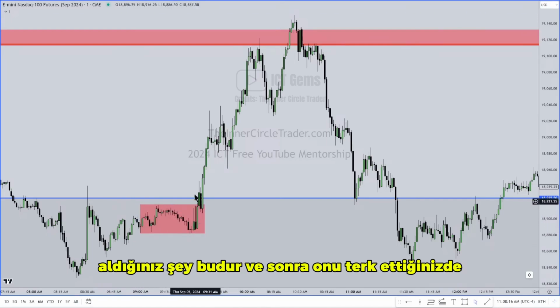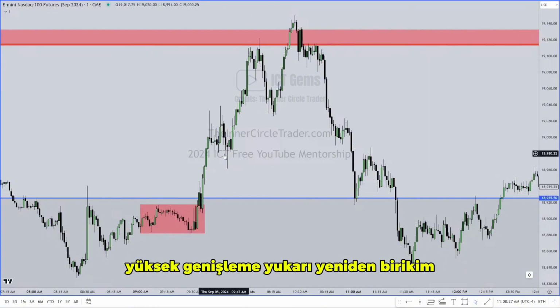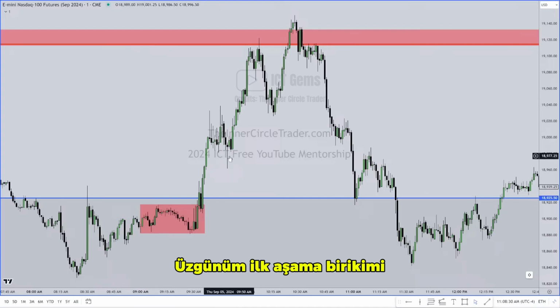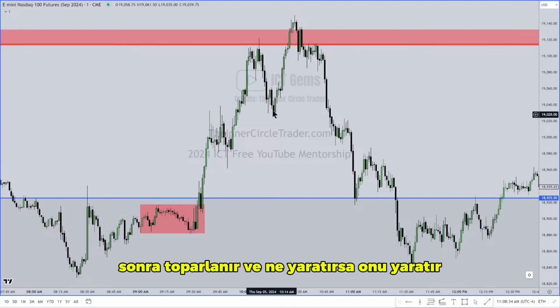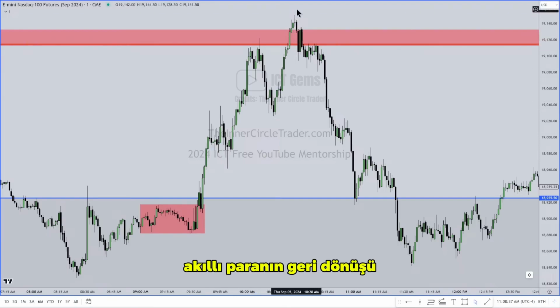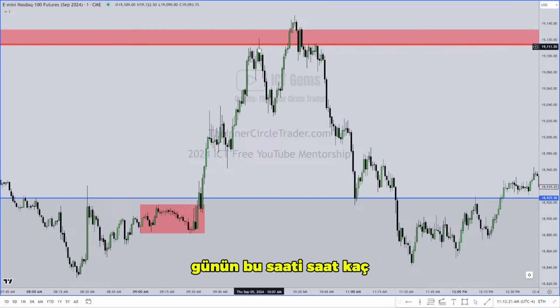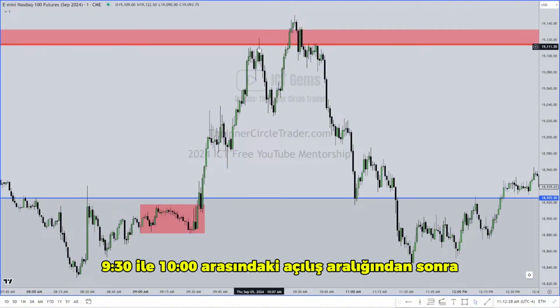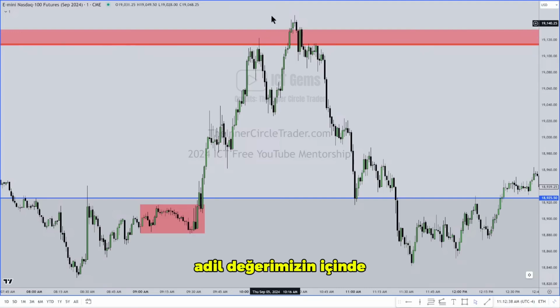And then once it leaves it, it can touch what? The original consolidation high. Expansion up, reaccumulation. I'm sorry, first stage accumulation, reaccumulation, or second stage reaccumulation. Then it rallies up and creates what? Smart money reversal. So when price is trading up into this area, what time of day is this? It's after the opening range of 9:30 to 10 o'clock. So we now have the market trading inside of our fair value gap.